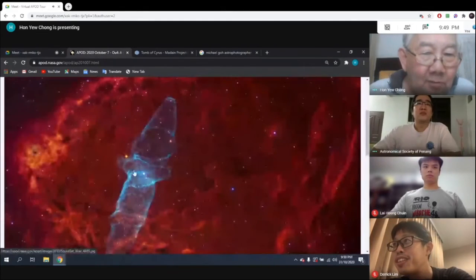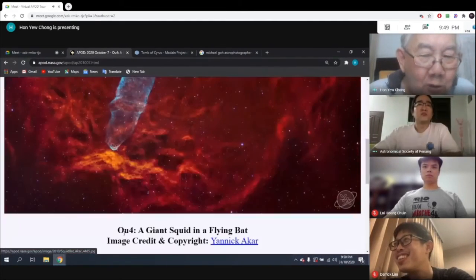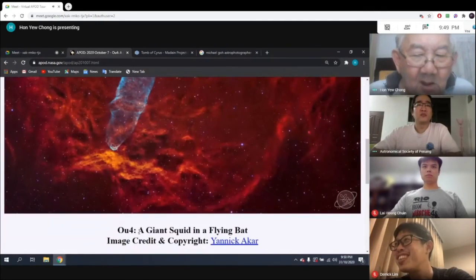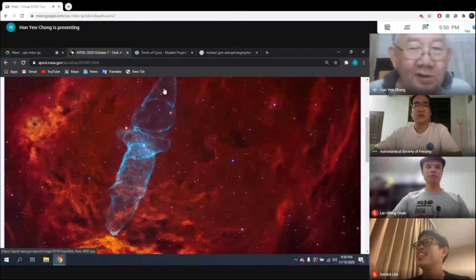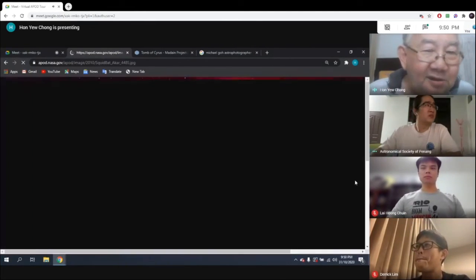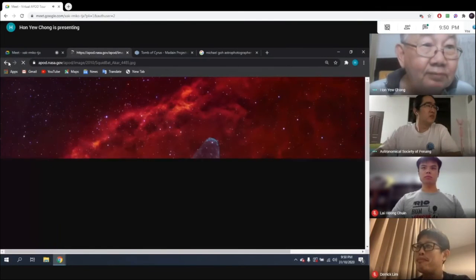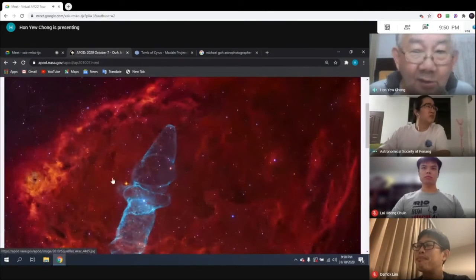This greenish blue object is called OU4. A giant squid. Squid means sotong lah. A giant squid in a flying bat. So this is the squid, and this is the wings of the bat. Okay, the wings of the bat.